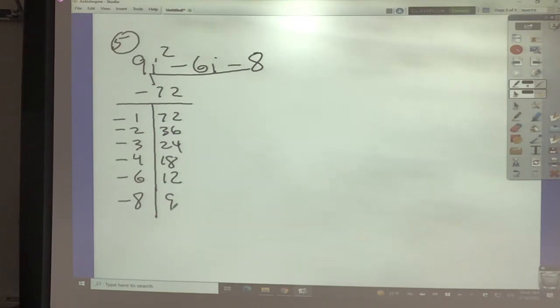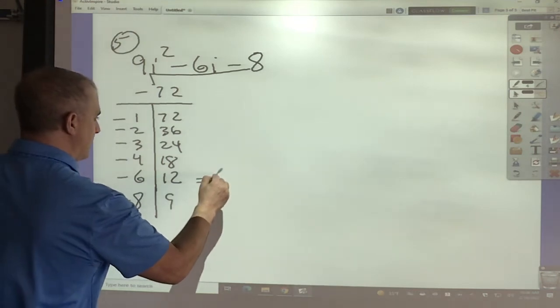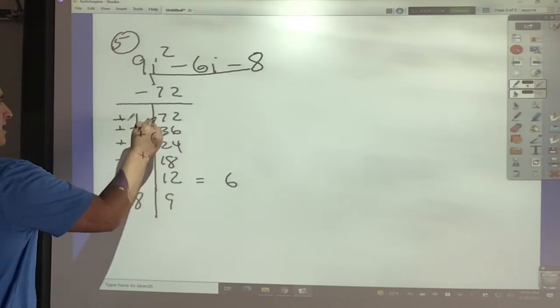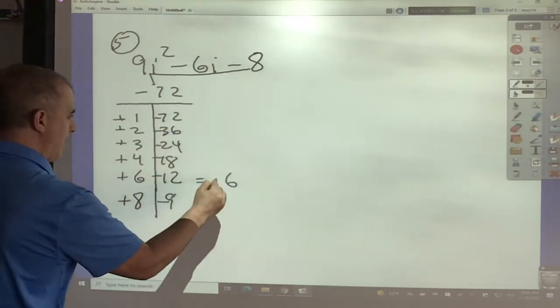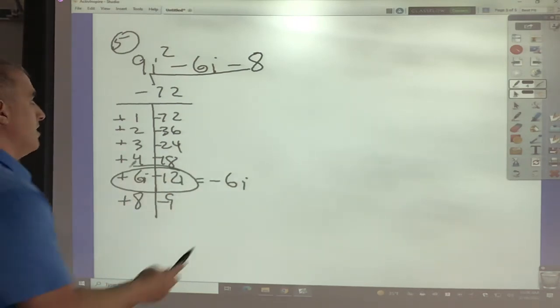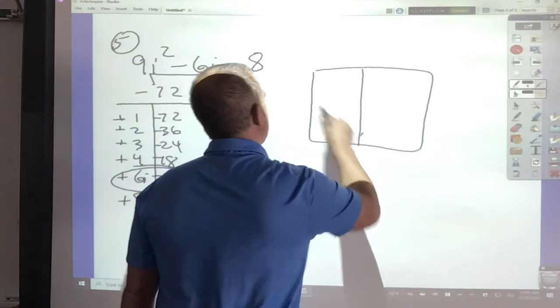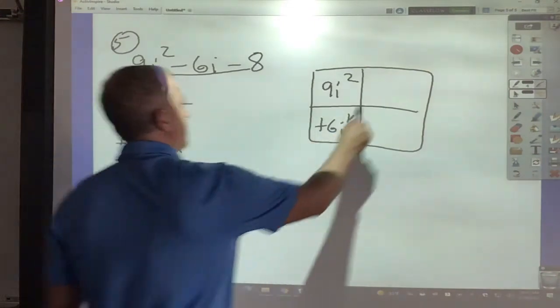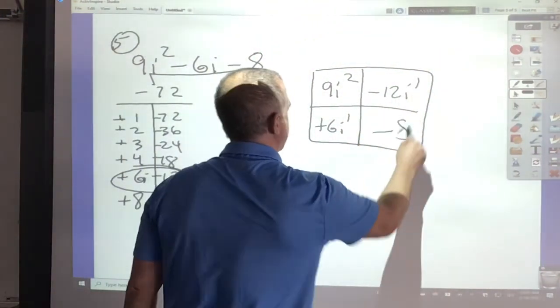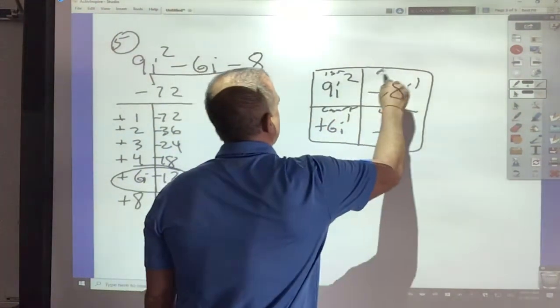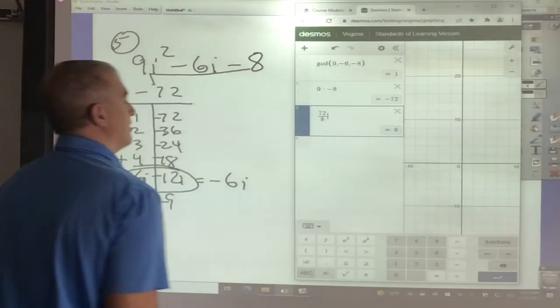Now, if I look at this, I'm looking for the set that adds up to negative 6. However, this one adds up to positive 6. So very simply, what I'm going to do is I'm just going to flip these around. So now I got this being negative 6. So these are my terms right there. I got my box. First term, 9i squared, positive 6i to the first, minus 12i to the first, minus 8. Remember, first and last. These are the parts you get from the chart.